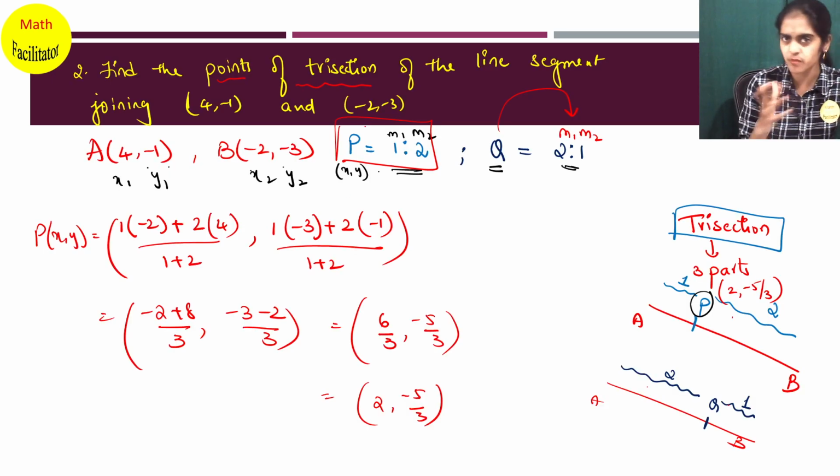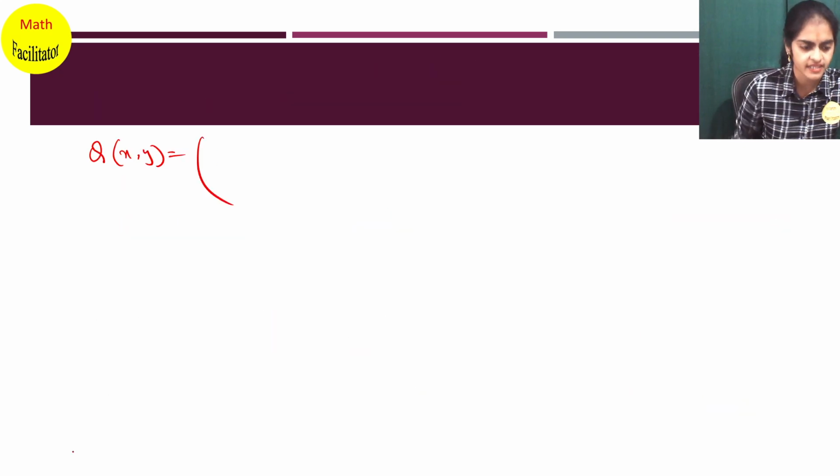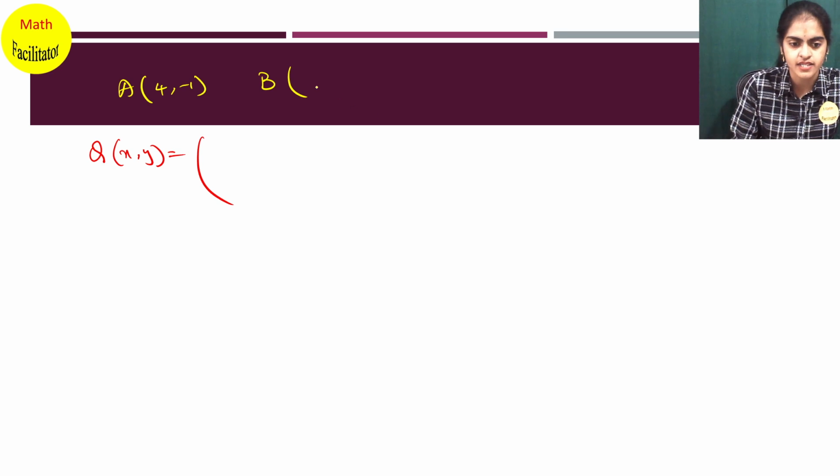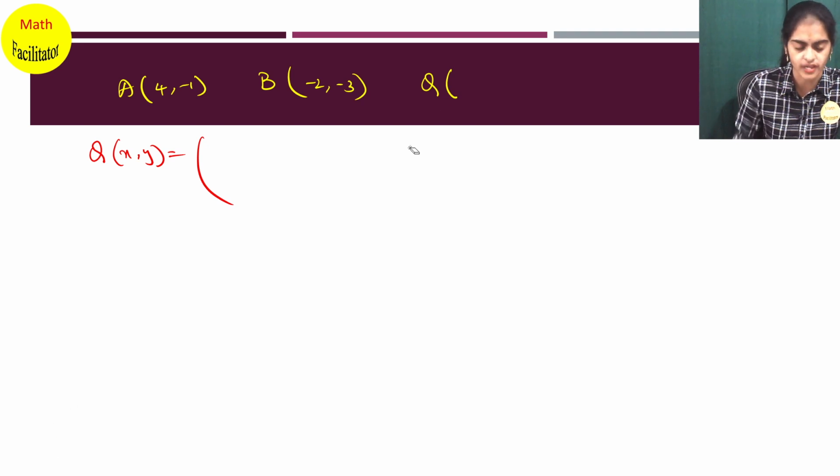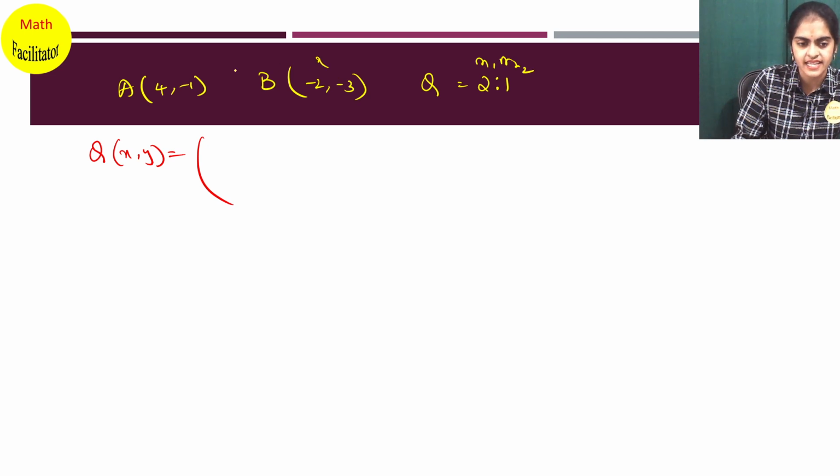So A and B are the same points. Let us write it here so that it will be easy for us. Point A is 4 comma -1. Point B is -2 comma -3. And Q is dividing in the ratio 2:1, isn't it? So let us try to do it now. Q's ratio is 2:1, so I am taking this as m1, m2 and this as x1, y1, x2, y2. Let's substitute in the formula now.